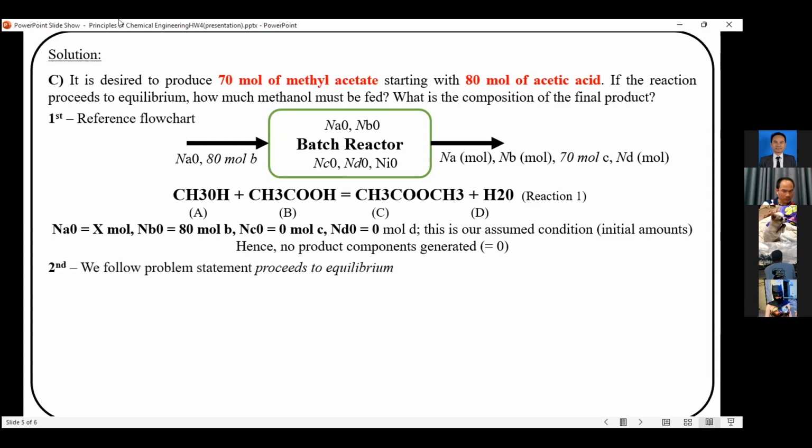Using this one, we then follow the problem statement that the reaction proceeds to equilibrium. So we are going to use these equations we have found earlier on.